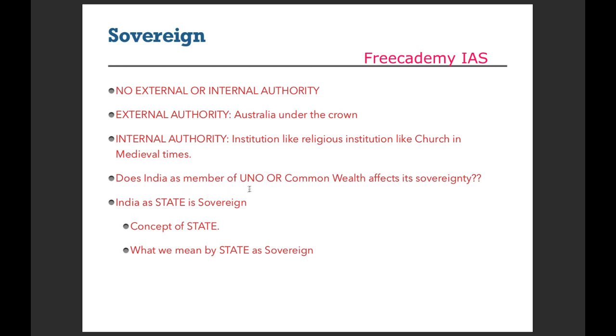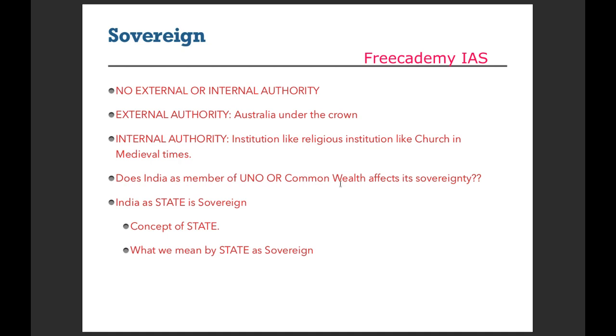India being a member of the UNO does not affect the sovereignty of India, because whatever the UNO dictates, or the rules, regulations or conventions the UNO passes, it is up to the Indian government to decide whether it wants to go for it or not.